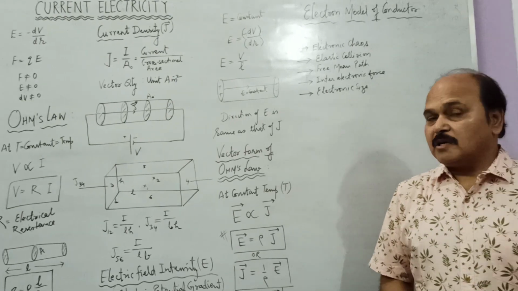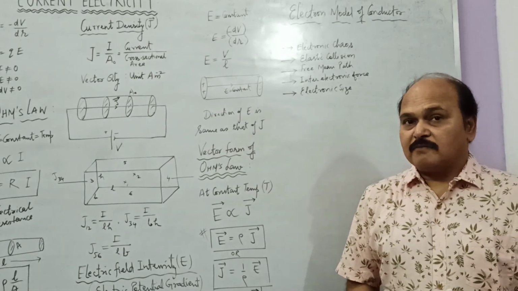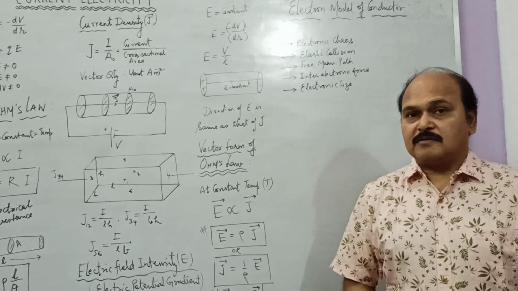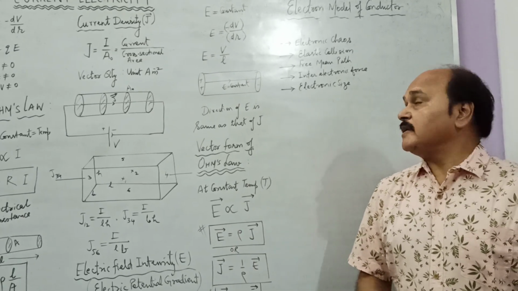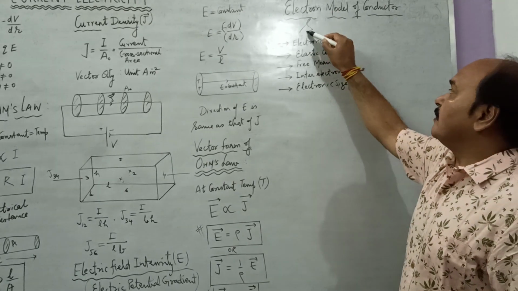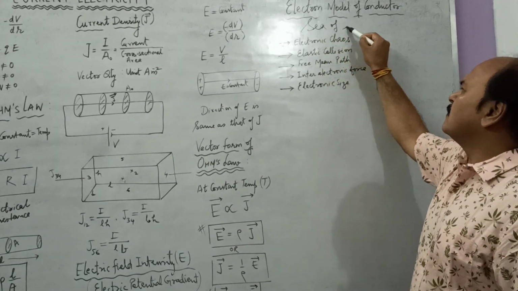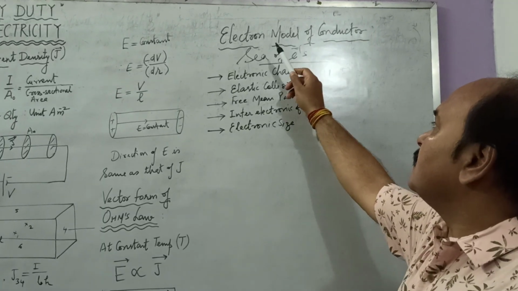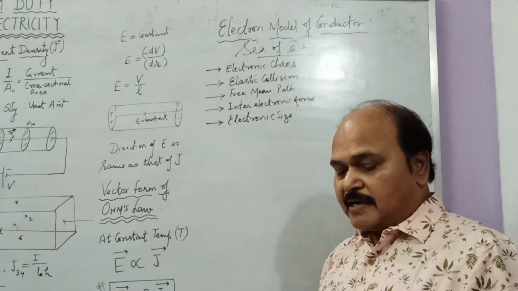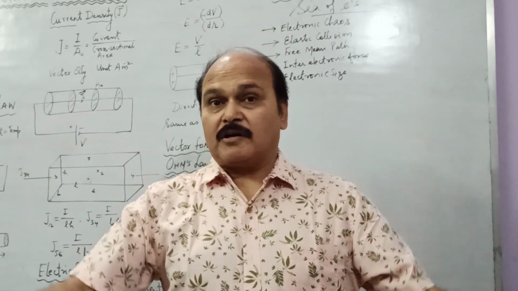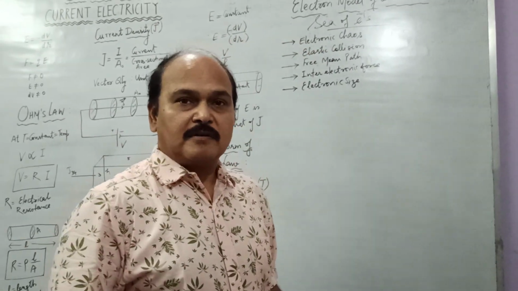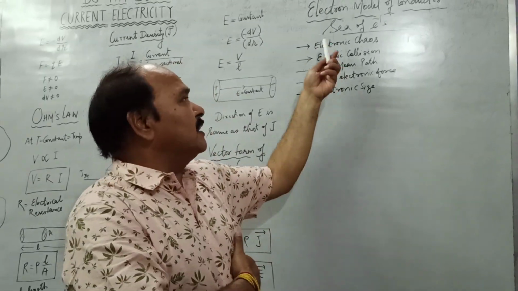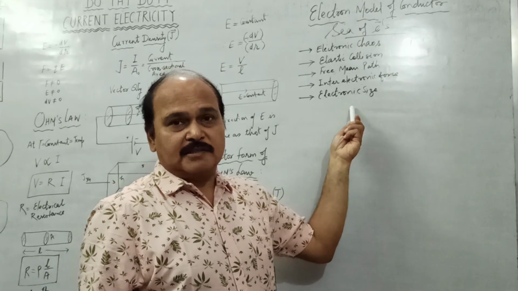Well, in the electron model, every conductor has an ocean of electrons, a sea of electrons. So according to the electron model of a conductor, every conductor has an ocean of electrons, a sea of electrons, or say there is an electron cloud. An electron in the cloud has the following characteristics.